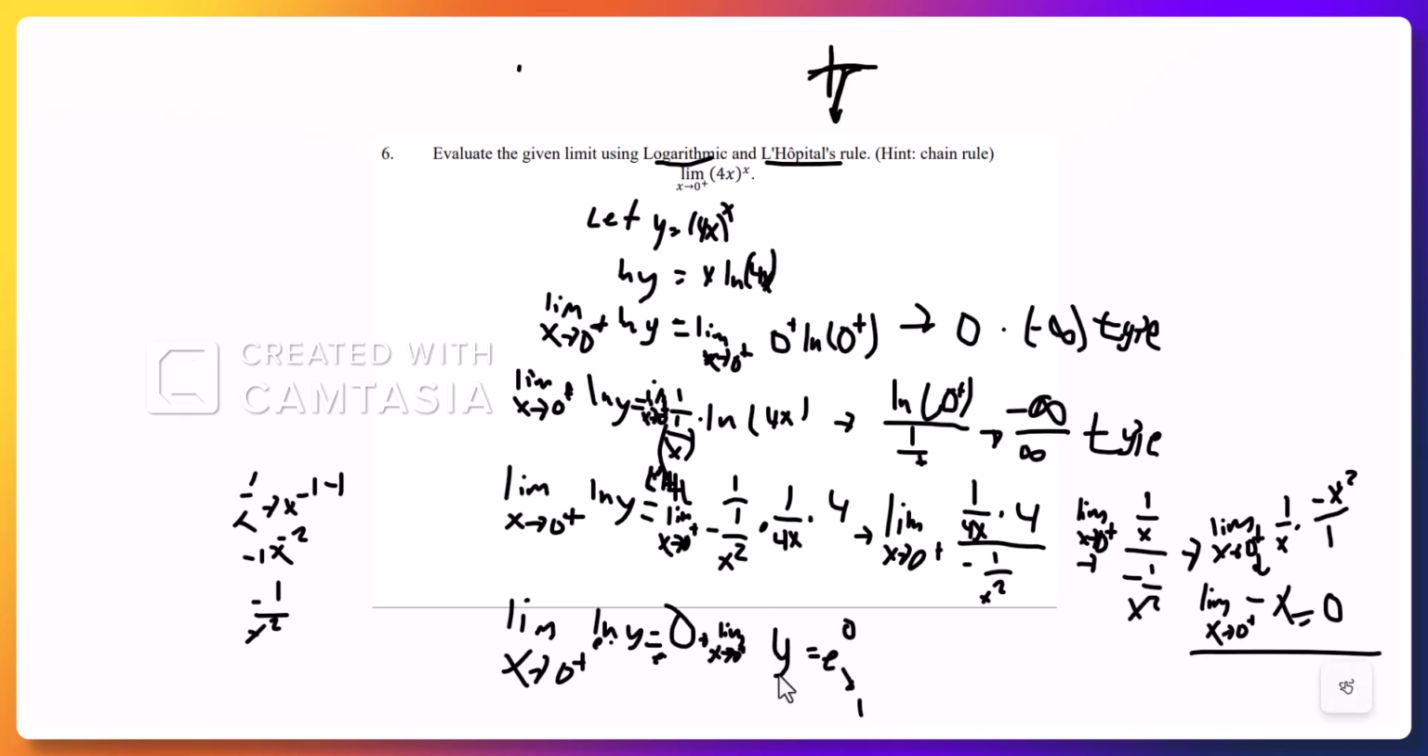So as you could see from the y above, the limit as x approaches 0 from the right side of 4x to the power of x will equal 1.